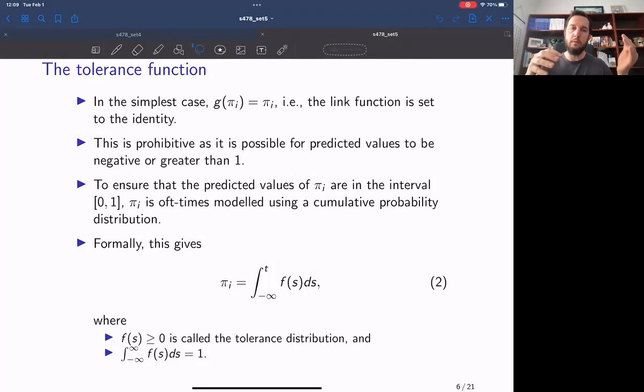In order to bound it between 0 and 1, we model pi i using a CDF. Okay, so this means that pi i is equal to the integral from negative infinity to t of f of s ds. Okay? And we call f of s the tolerance distribution. This would be like the density function of the distribution that you're placing on pi i, and such that it integrates to 1. So these are just general definitions of any PDF.